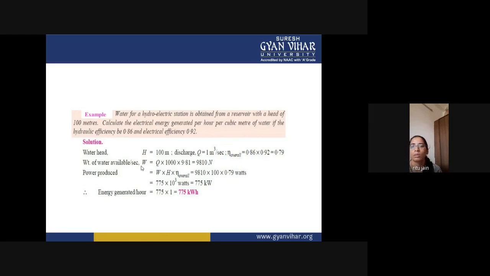So the power produced is equal to 775 kilowatt and energy generated per hour is equal to 775 kilowatt hour. So by using this formula, you can easily calculate the power which is produced and the energy generated per hour is 775 kilowatt hour.